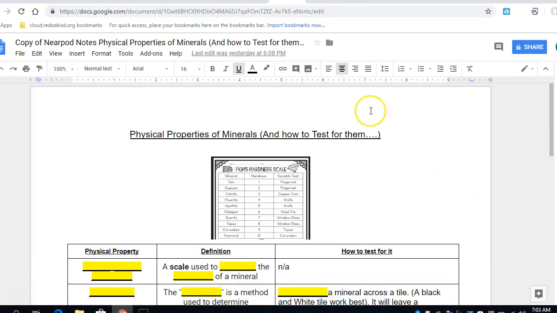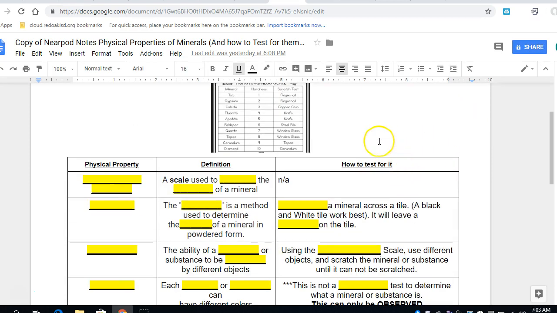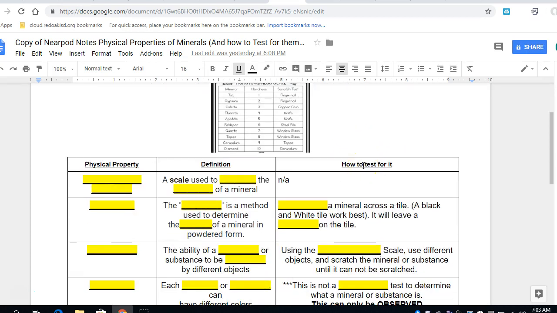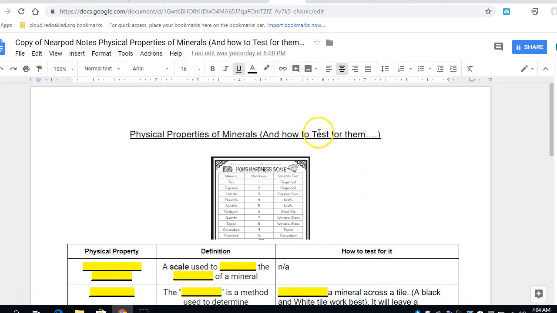Hello everybody, welcome to my notes over the physical properties of minerals and how to test for them. It's very important that you fill out your notes correctly. You will need to know these things before your lab on Thursday or Friday. So let's begin, and here we go.